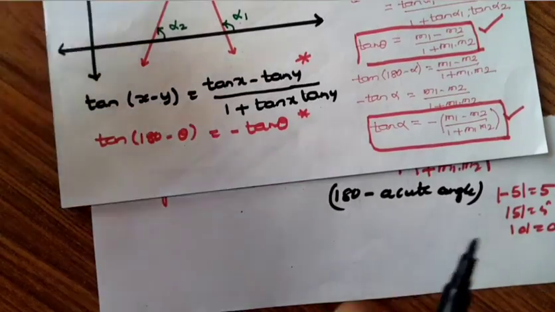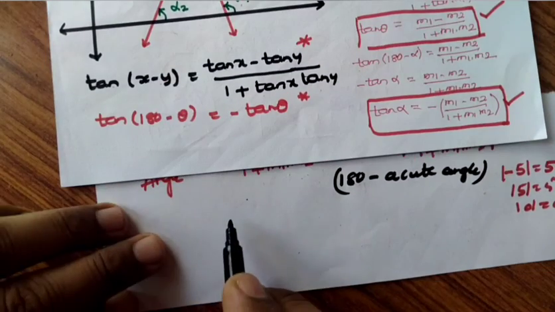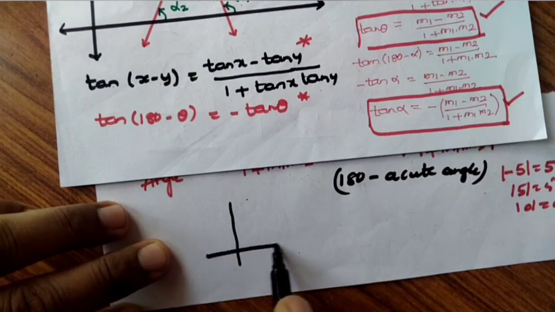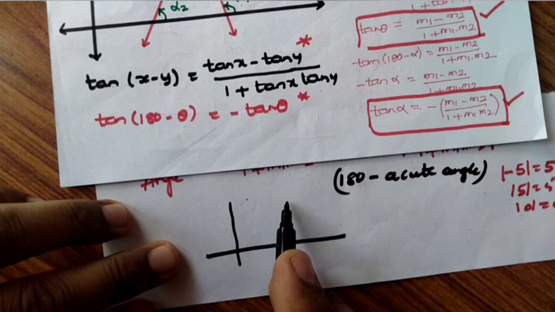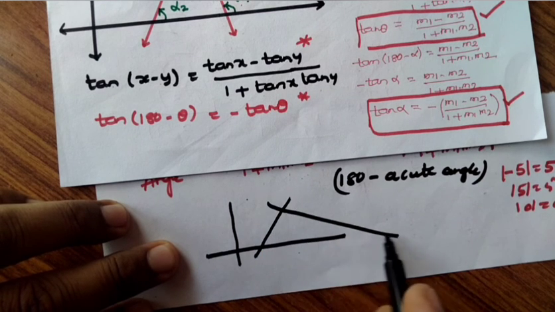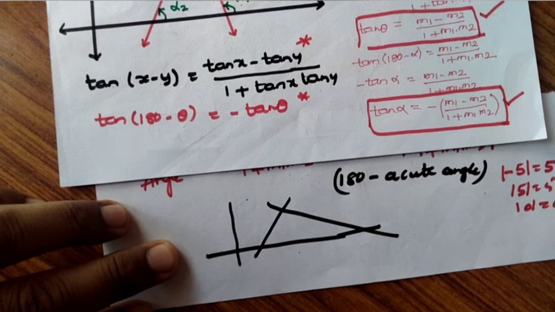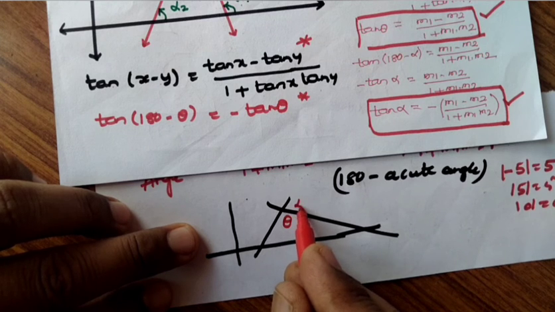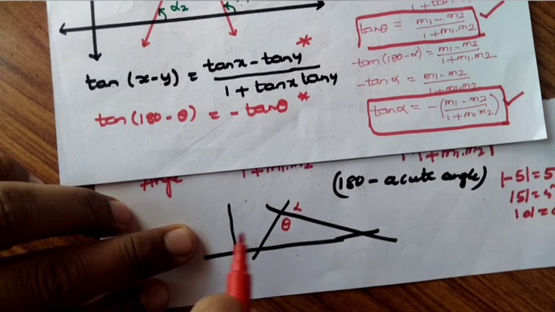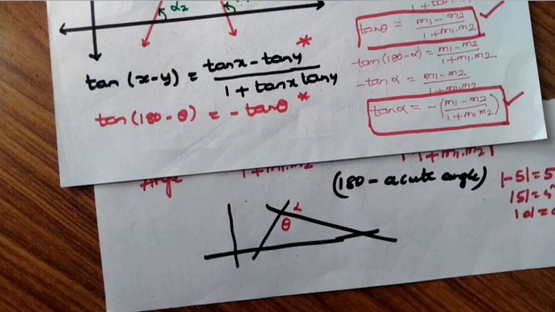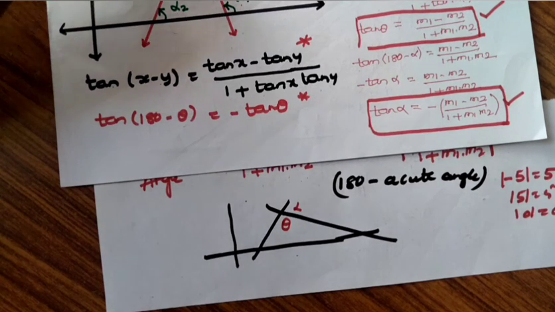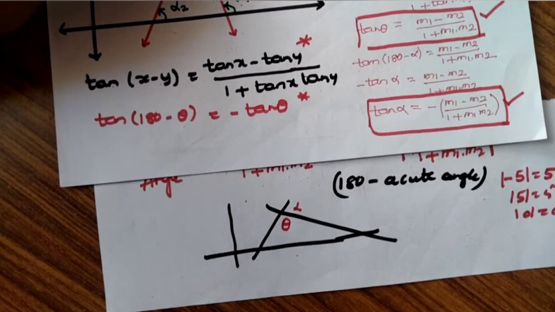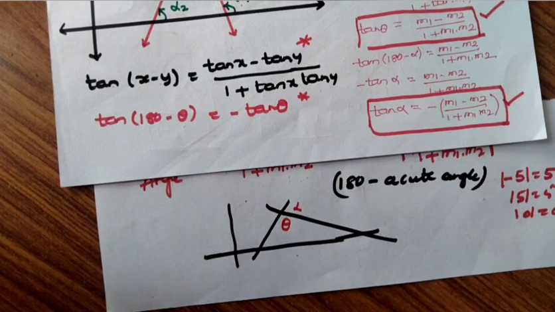It may be like this also. Suppose I am having a coordinate system like this. Suppose that one line is like this, another line is like this. Then automatically theta will be obtuse and alpha is acute. But don't get confused. What we have understood is that where two lines intersect, two angles are generated, one acute and the other obtuse.